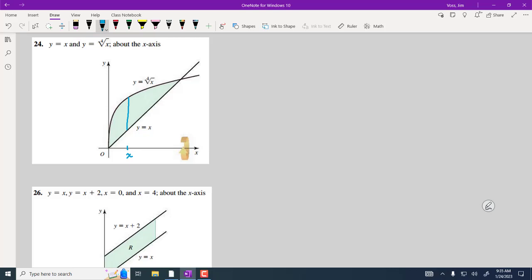Same as for a disk. If we want to create a disk, the element has to be perpendicular to the axis of rotation. So a cylindrical shell is going to be the only time where we can choose a parallel element, an element parallel to our axis. So we have to use a vertical element here. And when that vertical element rotates around the x-axis, it creates the washer.